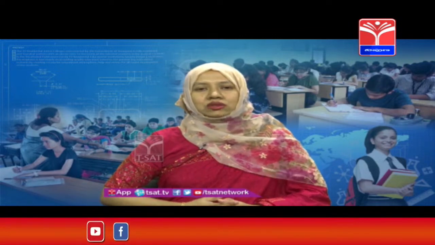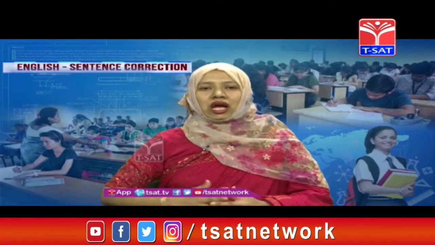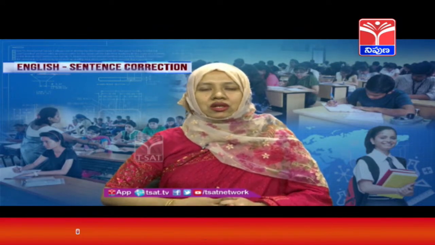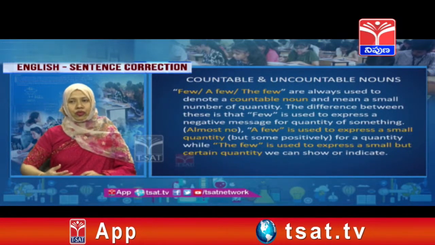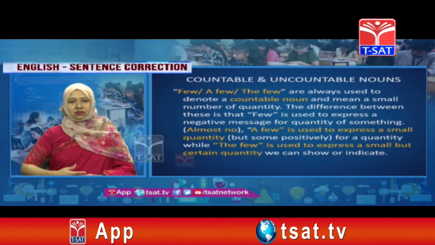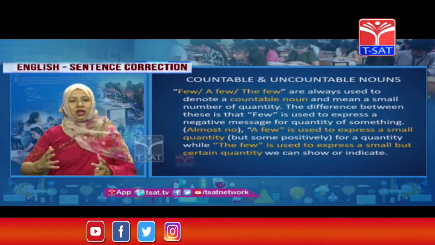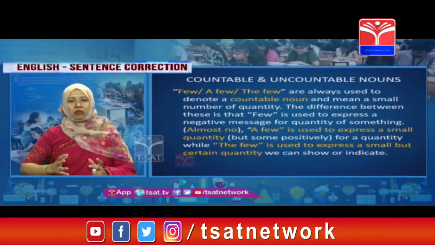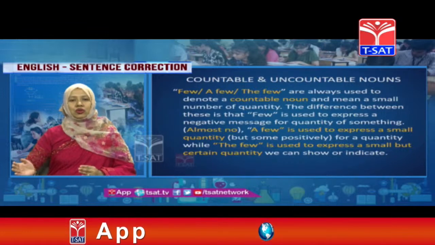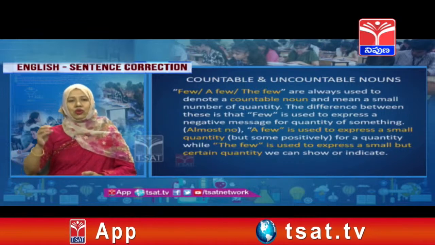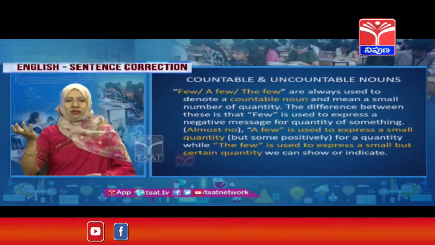As you know, countable nouns are the things which can be counted. Uncountable nouns means which cannot be counted. Before countable nouns, we use few, a few, the few to describe the number. Now, they are always used to denote a countable noun and mean a small number of quantity. The difference between these is that few is used to express a negative message. When you use few, few means very less.